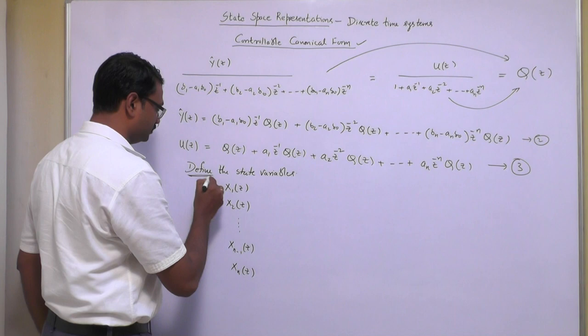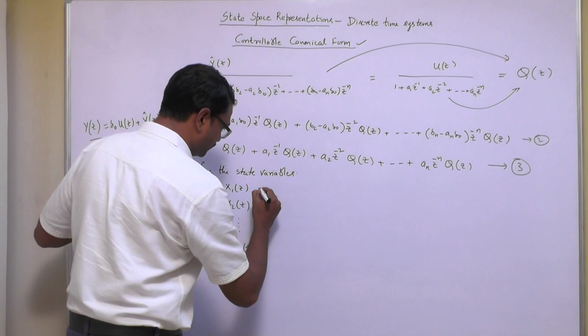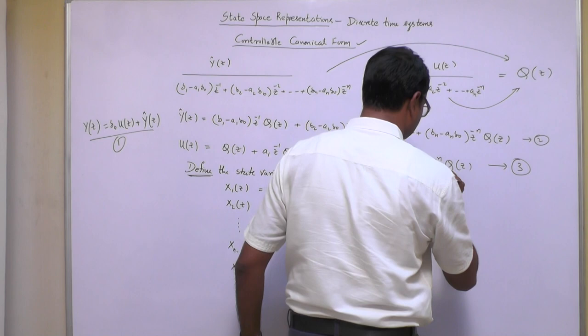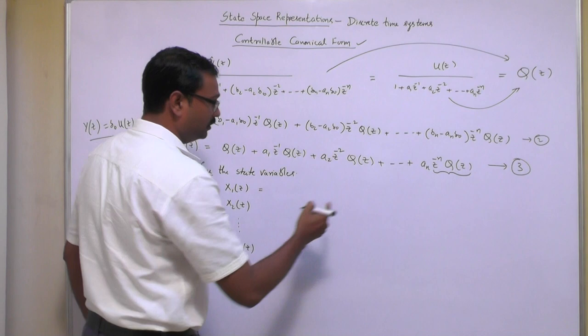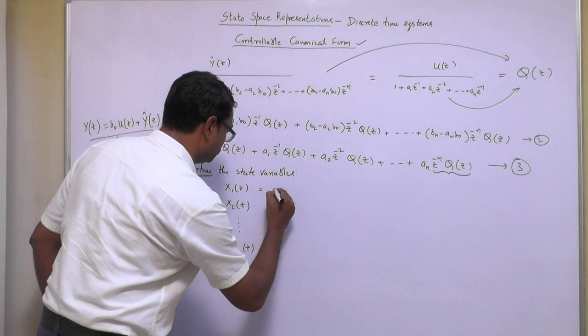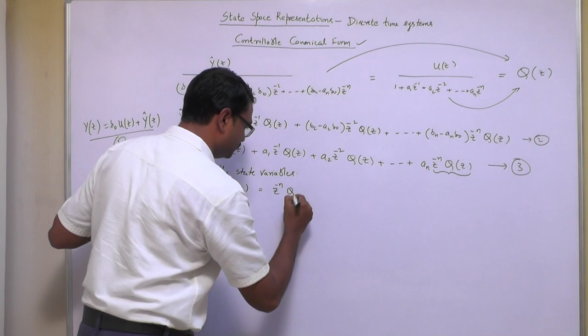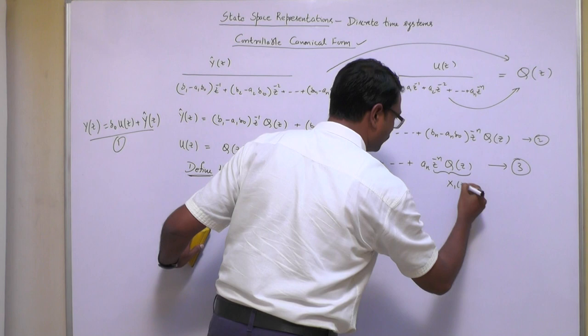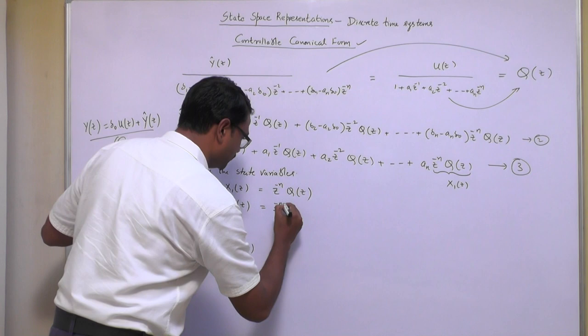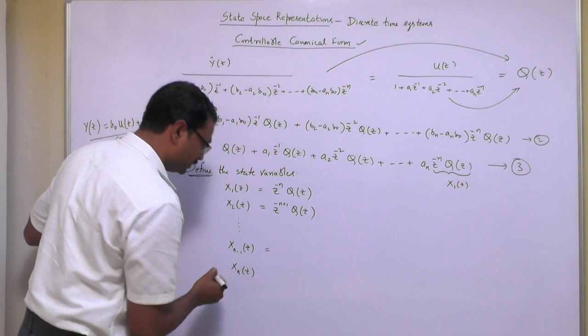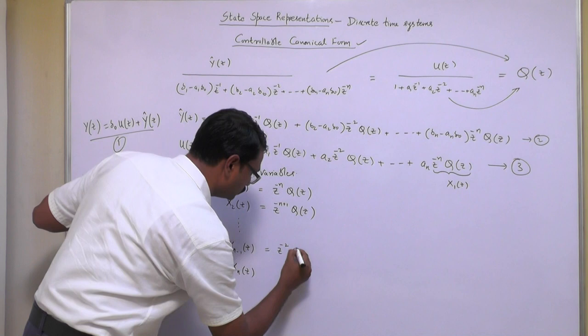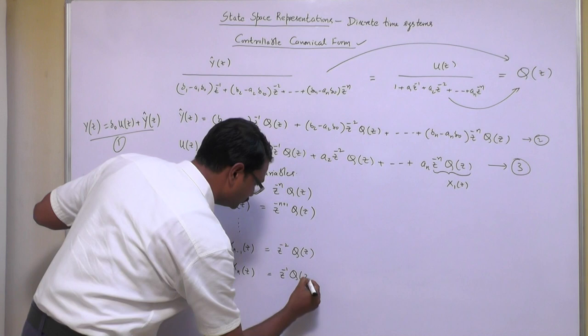When we are defining the state variables, we should define them in such a way that, let us say we are having z power minus n q of z. Let me consider that as x1 of z, that is z power minus n q of z. Let me consider this as x1 of z. Then obviously z power minus n plus 1 q of z is x2 of z. Similarly, this can be written z power minus 2 q of z, and this is z power minus 1 q of z. Now we have defined these state variables in this way.